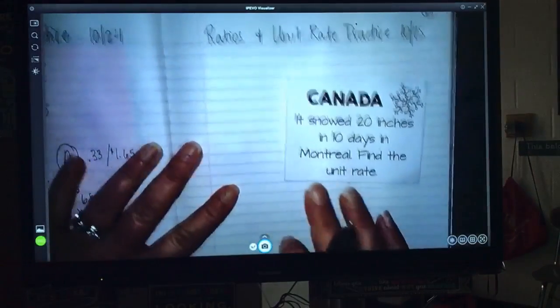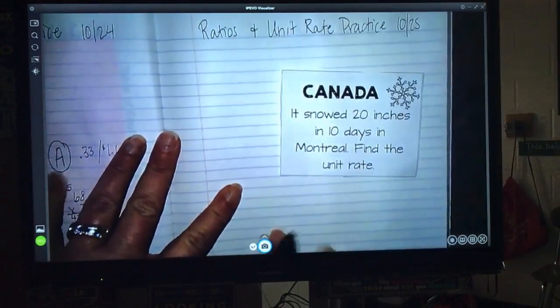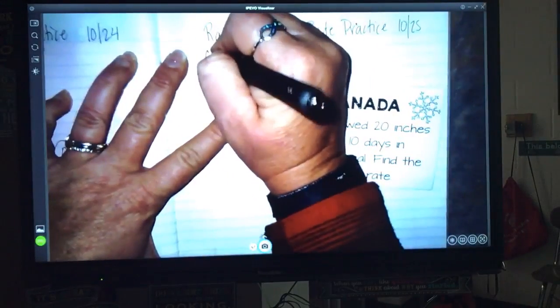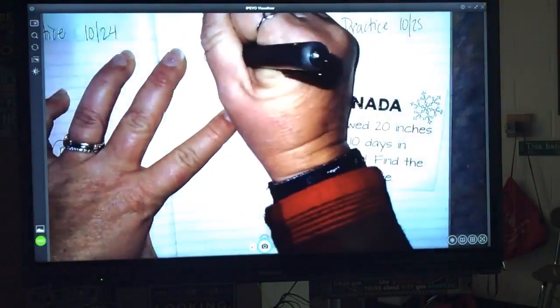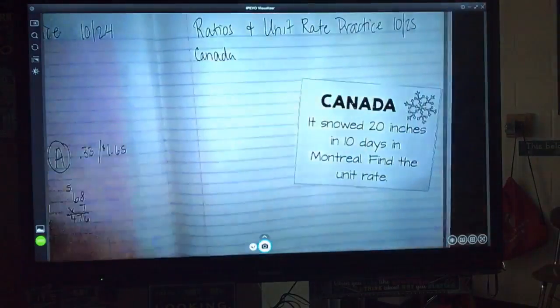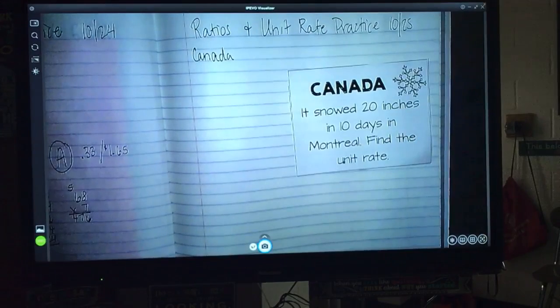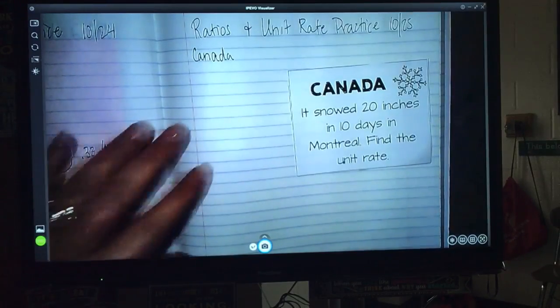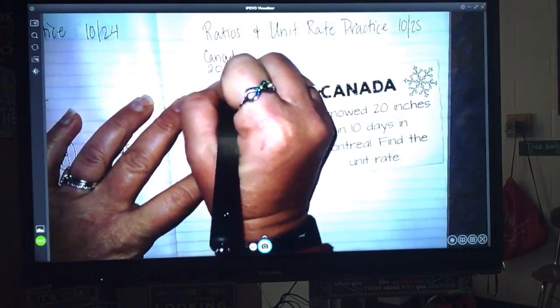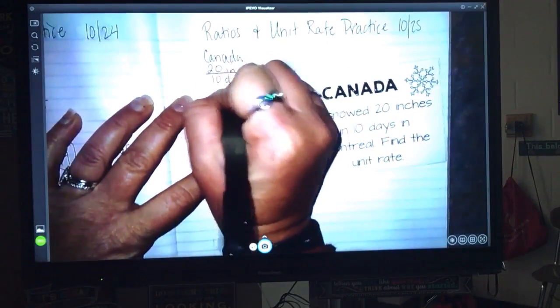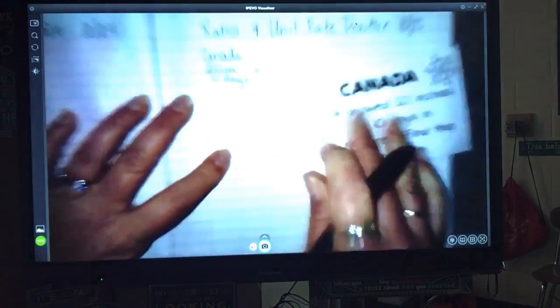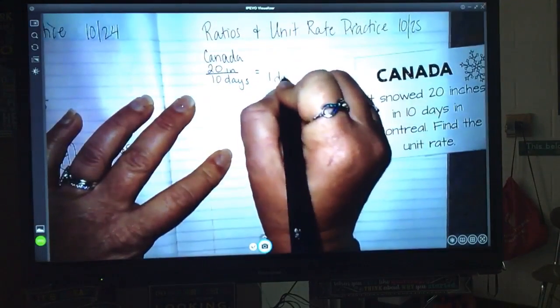So let's say we're all gonna do Canada together. Instead of writing number 1, I'm gonna write Canada, and that tells me which country question this goes with. It says, it snowed 20 inches in 10 days in Montreal. Find the unit rate. So I need to find out how much it snowed for one day. So I'm gonna put 20 inches for 10 days, and then I need to find out how much for one day.